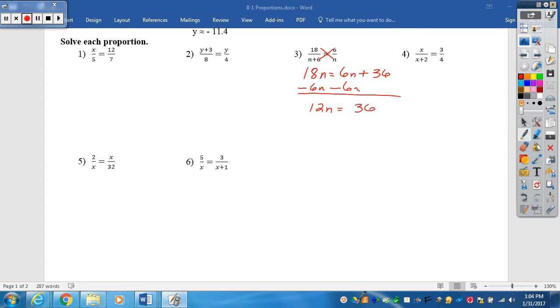And then I want to get n by itself, so I'll just divide by 12. And you've got the answer there. Okay? Coincidentally, it's the same answer as number 2. Okay?